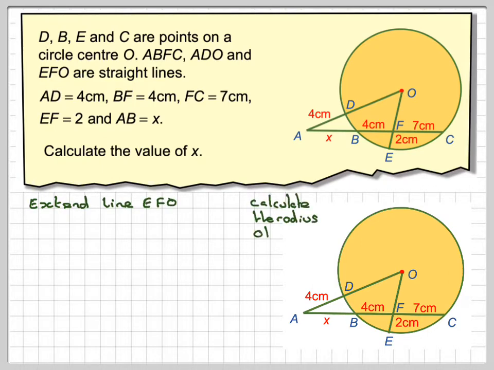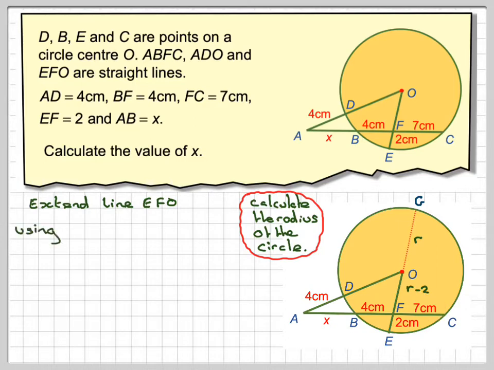Now to do this, we're going to extend this line EFO, this line here. We're going to call this point here G. So this distance here is the radius, so we'll call that R. So this distance from here to here is also the radius, but we know that this distance here is 2, so the distance FO will be R minus 2.